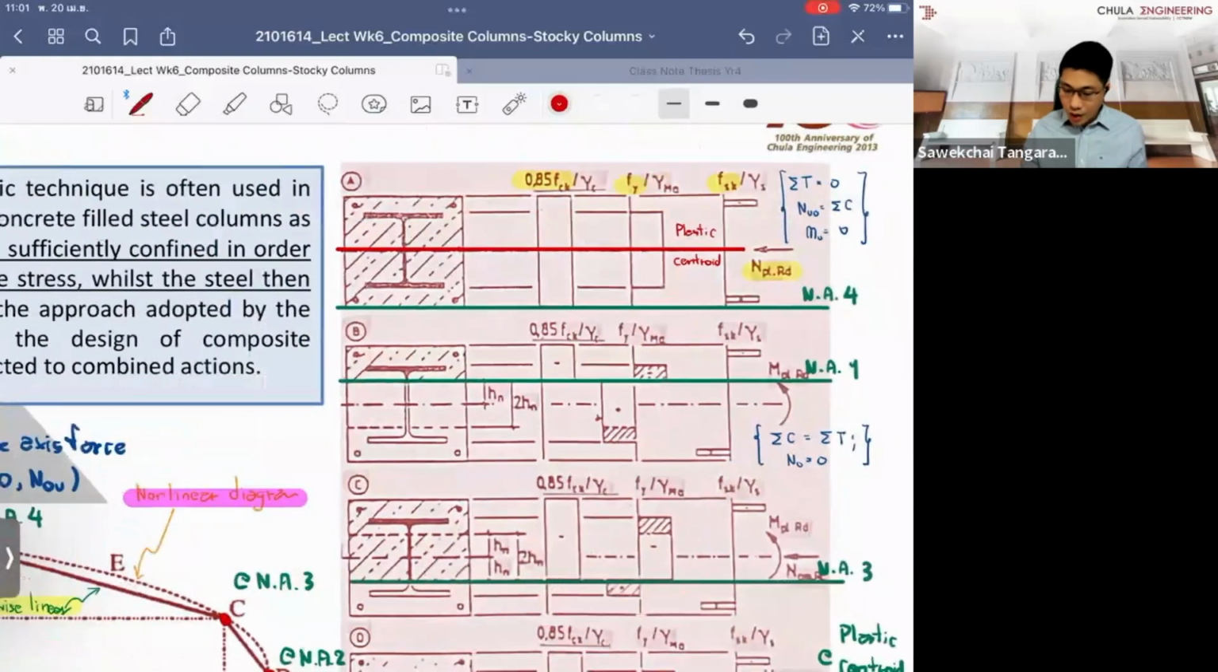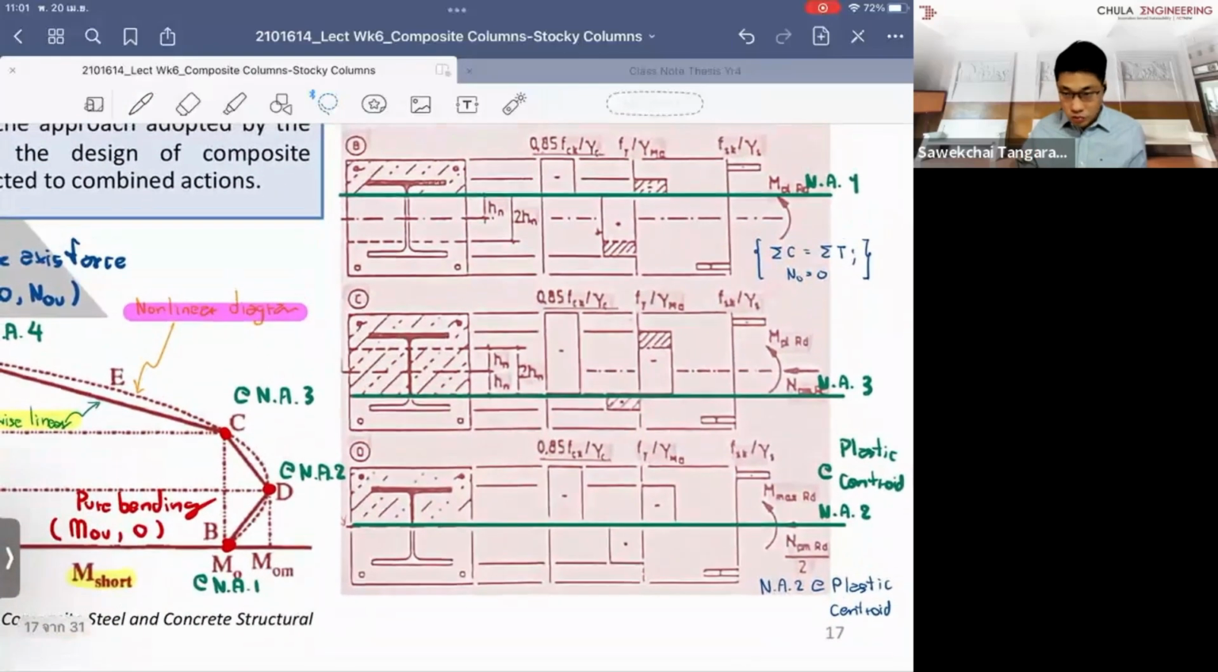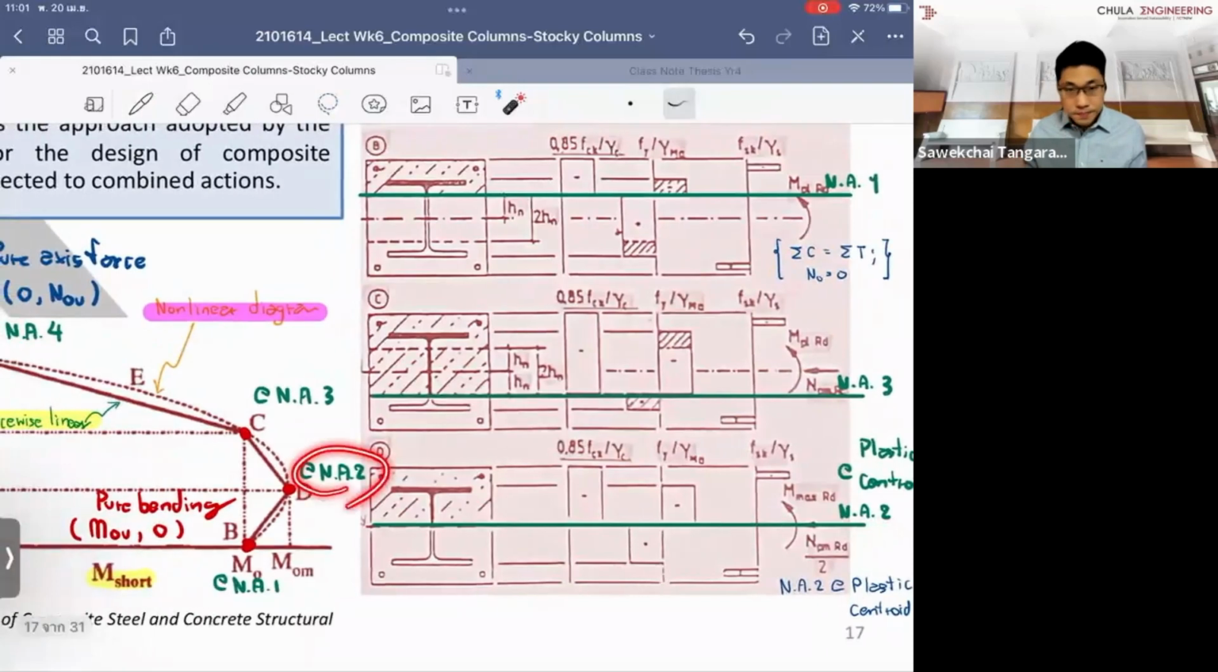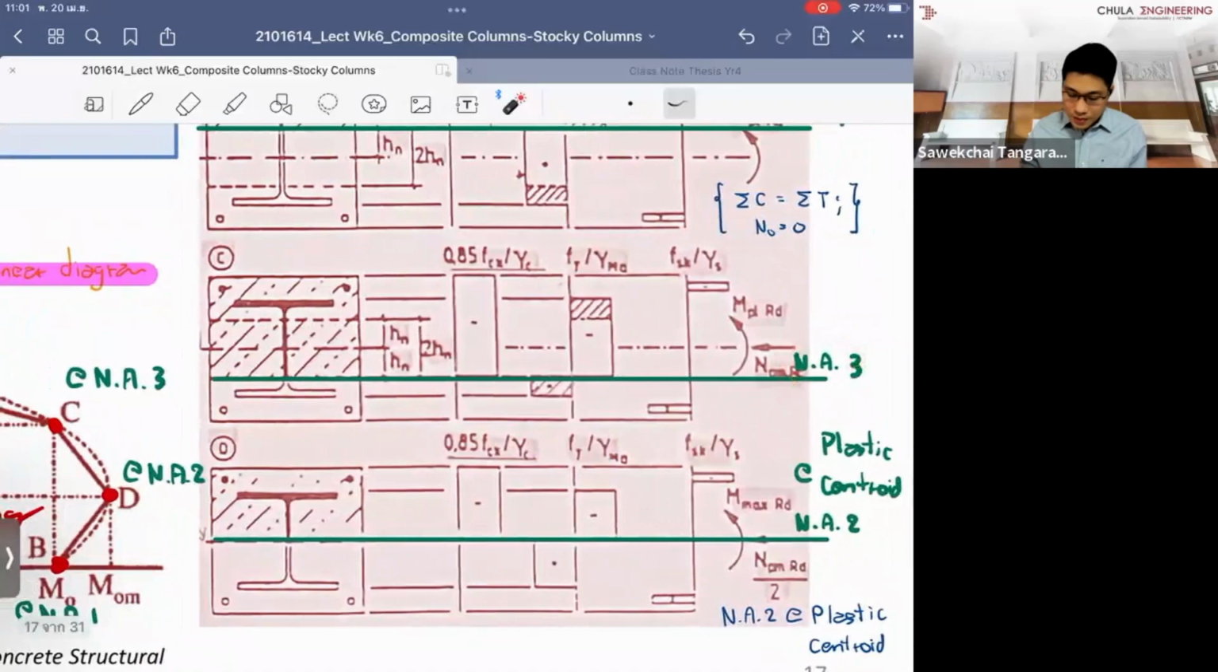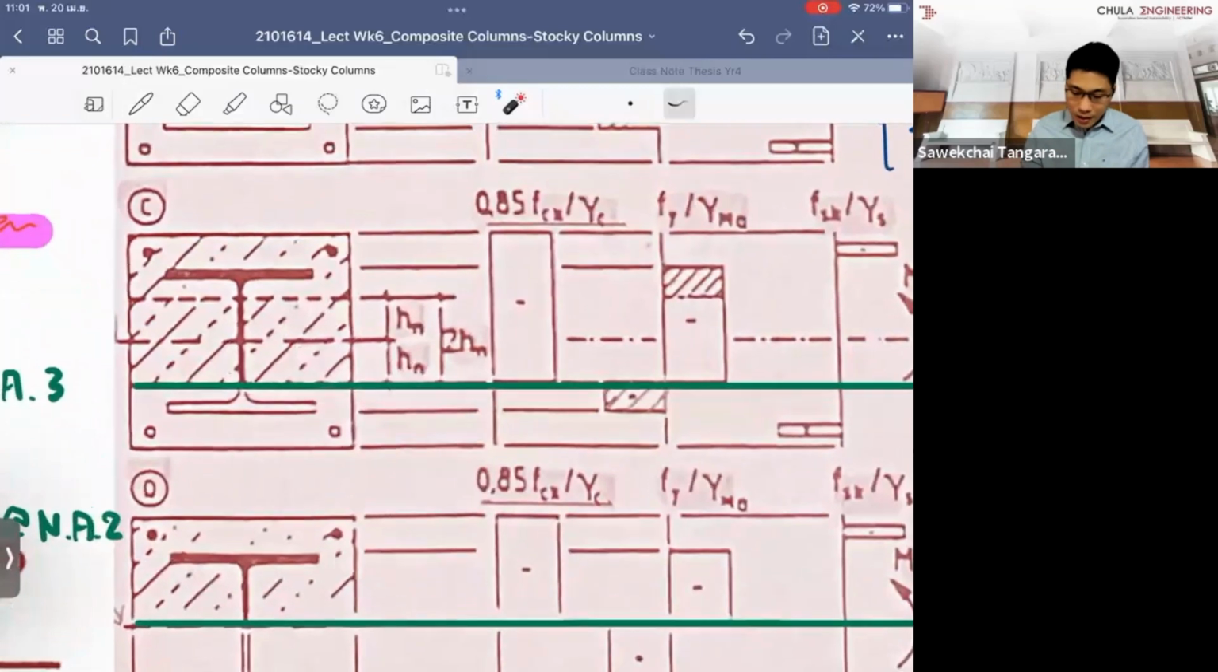So if you have the neutral axis depth sit at the same level as the plastic centroid, what has happened, you will have the point number 2, which is here, right? For the point number 3, which is the last one, this point, which is the point C here, the neutral axis depth has to sit lower than the plastic centroid, but at the proportion between H and Hn.